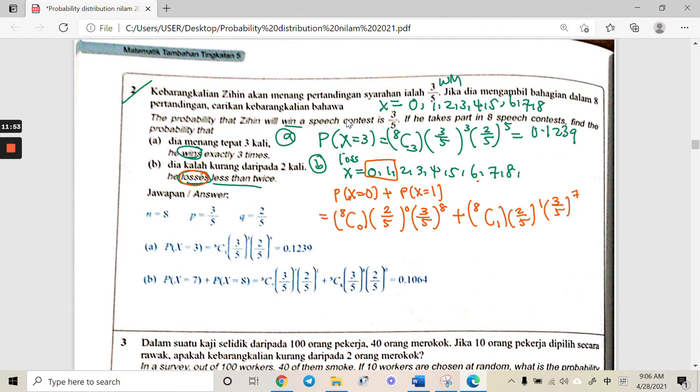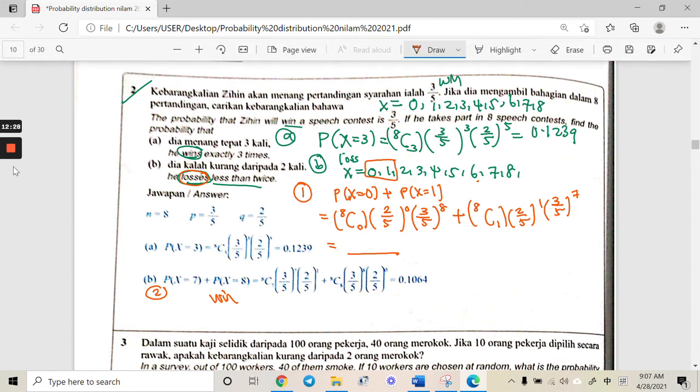The x value, I will follow the question. If the question says loss, then I write the loss one. I choose the loss one, follow the number. And then the p value, I follow the question as well. If the question talk about loss, then the p value is probability loss. Understand what I mean? Just do and get the answer. So two different methods. Method number 1 is based on loss. Method number 2 is this one, based on the number of times of winning. Loss less than twice, meaning that win 7 or 8 times. Okay, so up to you which method you feel you understand better. You can use one of it. Okay, thank you class.